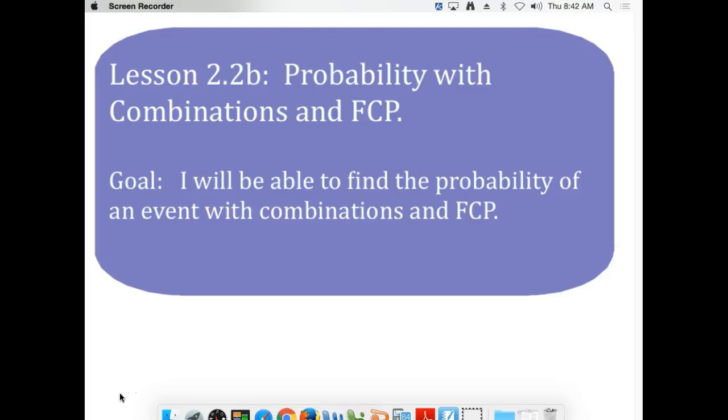All right, hello. Today we are going to be working on lesson 2.2b. So if you could, please, on the front of your packet, write your goal for 2.2b. Today you will be able to find the probability of an event with a combination and FCP.